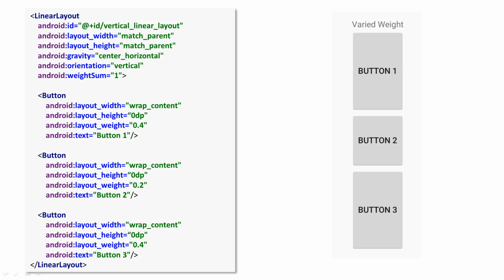A varied weight can also be created. A larger weight value allows it to expand and fill any remaining space in the parent view. Default weight is 0. Here are the steps.